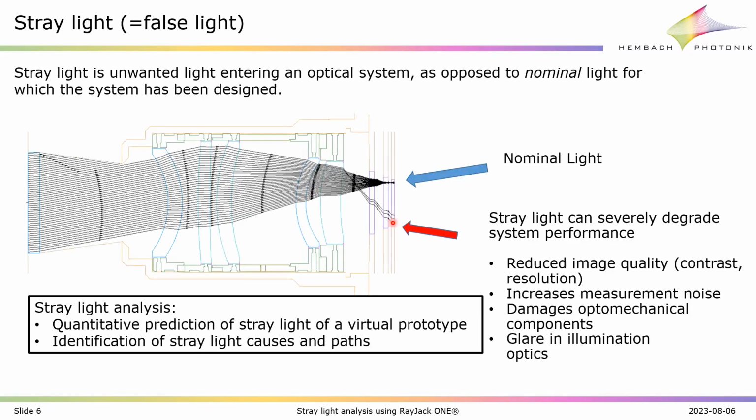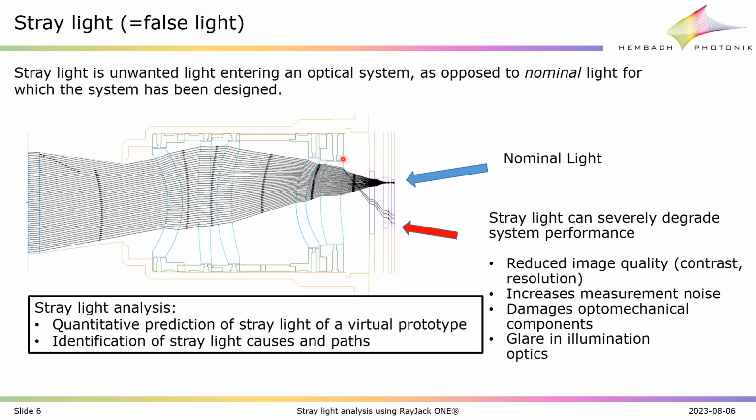Now, when you design an optical instrument, such as this UV lens here, you normally adjust the system parameters, such as the shapes of the lenses, such that the so-called nominal light is optimized. In this case here, for instance, you have a very sharp spot. Straylight, however, is unwanted light entering an optical system as opposed to this nominal light.